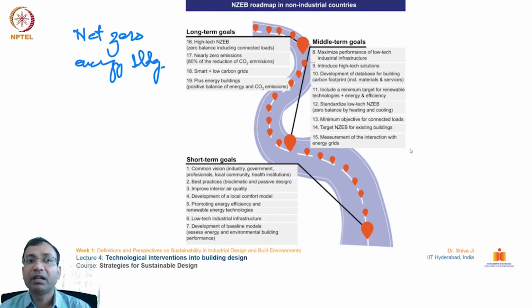The next one talks about including a minimum target for renewable technologies plus energy and efficiency.